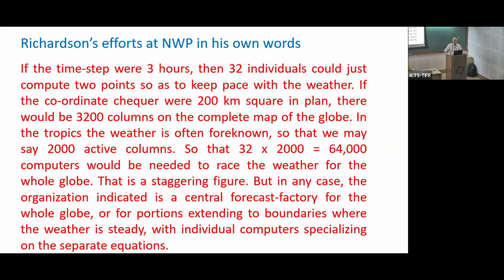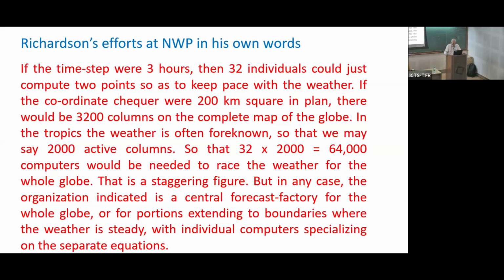Now if you actually take the 4 pi r squared, it is much larger than that. So obviously he thought oceans are not important, and possibly you won't have data, so there's no point in forecasting. So basically the 3,200 columns that he thought or envisaged were columns only over the land.